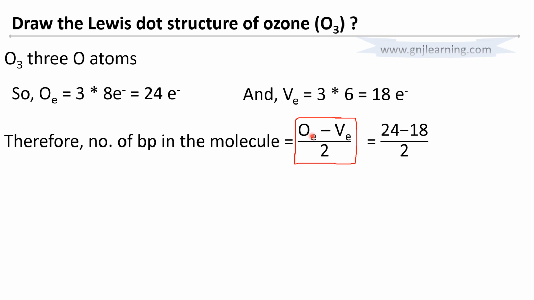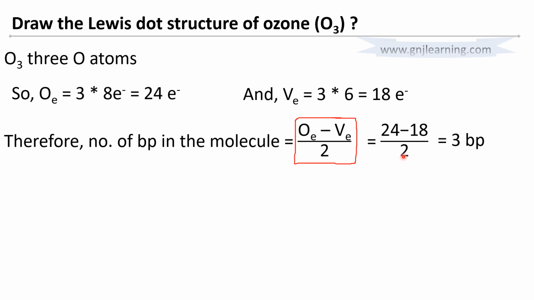OE is the number of atoms into 8. And what is VE? That is the total number of valence electrons plus charge. Here there is no charge for this species, so it is the total number of valence electrons. Each oxygen has 6 electrons, so 6 into 3 is 18 electrons. If I know OE and VE, I can calculate the number of bond pairs. 24 minus 18 divided by 2 is equal to 3 bond pairs.